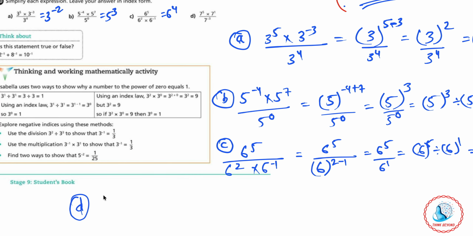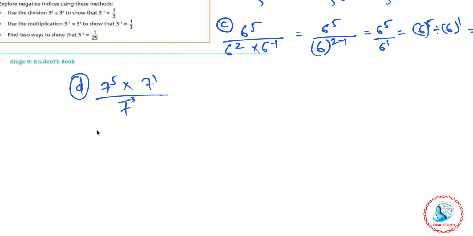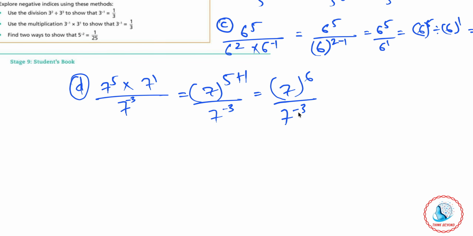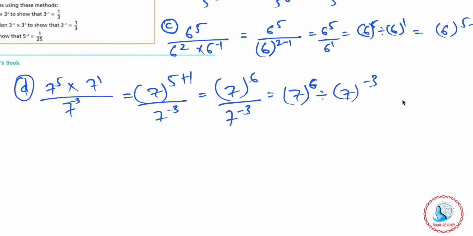Question number D says 7 raised to power 5 multiplied by 7 raised to power 1 over 7 raised to power minus 3. Okay, now solve it. So base are same, powers are different. There is a multiplication sign, so power will be added. 5 plus 1 here, 7 raised to power minus 3. 7 raised to power 6, 7 raised to power minus 3. You can write this term as 7 raised to power 6 divided by 7 raised to power minus 3.